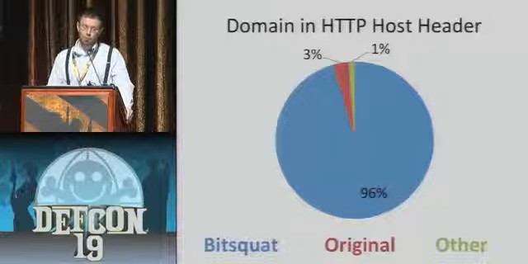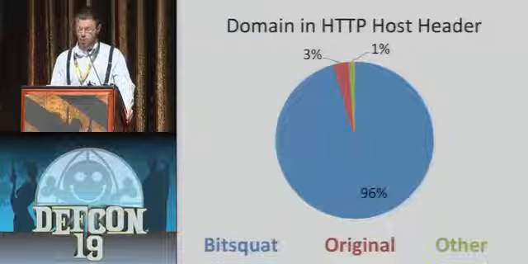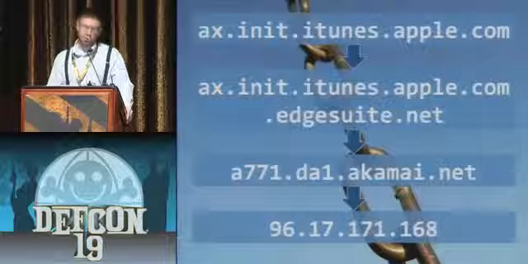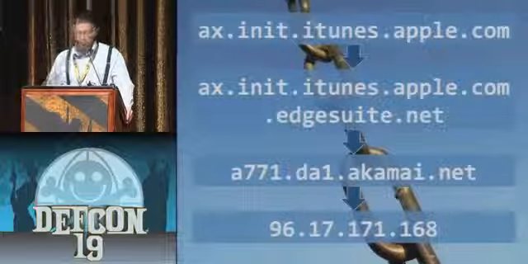And if you look, 1% of the domains aren't the Bitsquat domain. They're not the original domain. They're, in fact, the other domain, such as the msn.com that we saw earlier. And the reason this occurs is because of CNAME chains. This is an actual example that I observed.